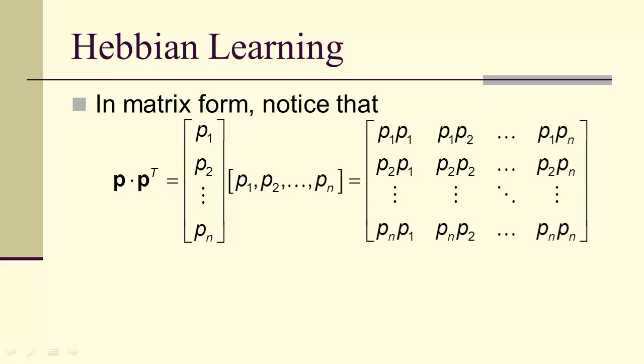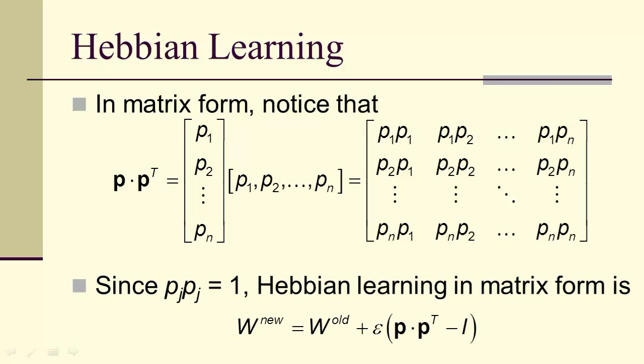In matrix form, we're actually looking at what we would call an outer product, a column times a row, and this gives us our Hebbian learning matrix, except down the diagonal we have p1 squared, p2 squared, and so forth. Each one of these is a 1, however, so that means that we can subtract the identity matrix, and that will remove the diagonal, so that our matrix form rule is the new matrix will be the old matrix plus epsilon times P dot P transpose minus the identity.